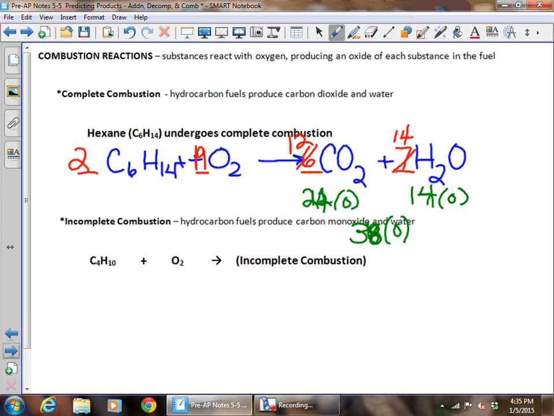And of course on your paper, please make sure you don't just cross out your 6 and your 7 over the right. Make sure you erase those and put in the 12 and the 14. Don't want a sloppy paper.